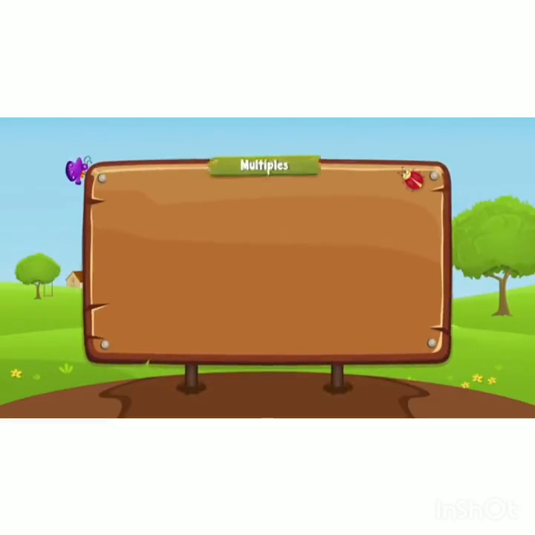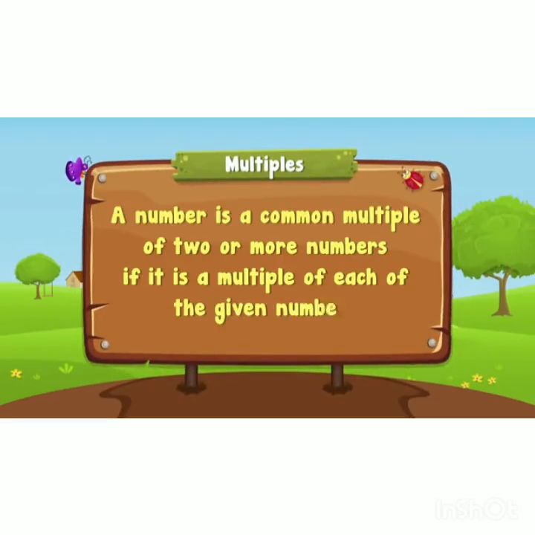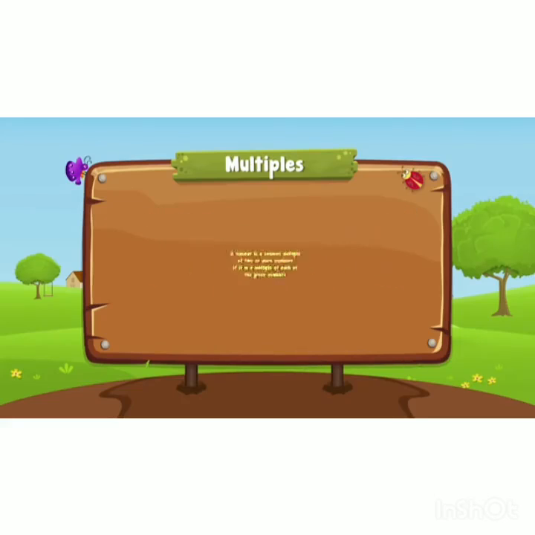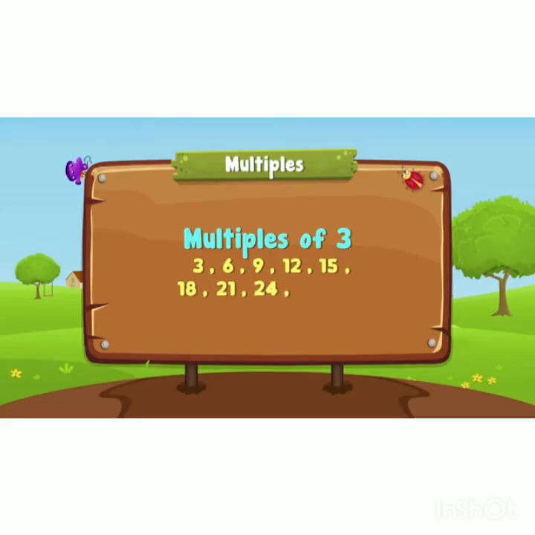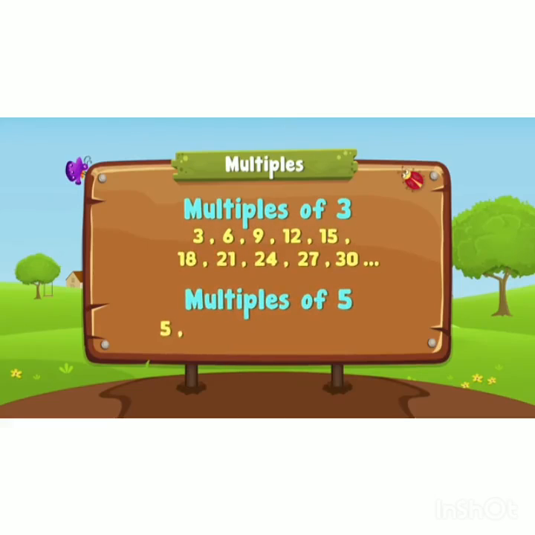A number is a common multiple of two or more numbers if it is a multiple of each of the given numbers. Let us consider the multiples of 3 and 5. Multiples of 3 are 3, 6, 9, 12, 15, 18, 21, 24, 27, 30. Multiples of 5 are 5, 10, 15, 20, 25, 30. Thus, we can see that the common multiples of 3 and 5 are 15 and 30.